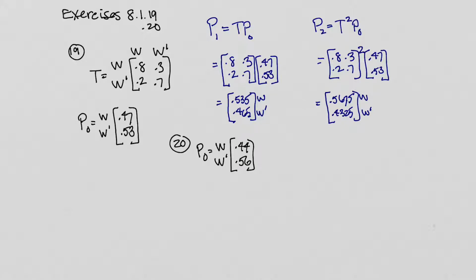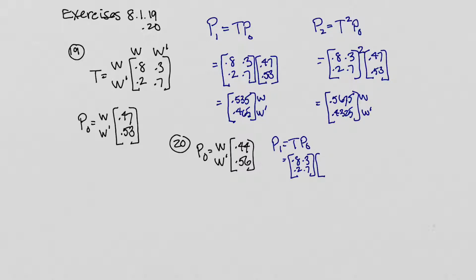Problem number 20 says to use the same transition matrix as we did for American women, now for Belgian women, and currently we're given that 44% of Belgian women work, 56% don't. And we're asked to do the same thing that we did back in number 19. So we want to find P1. Now P1 we know to be T times P naught. So we're going to have T, 0.8 down the columns, 0.2, 0.3, 0.7 times P naught.